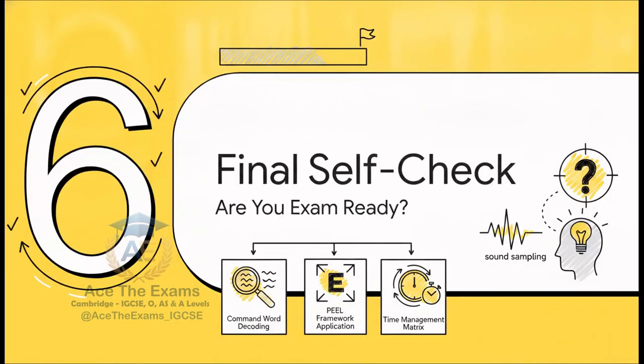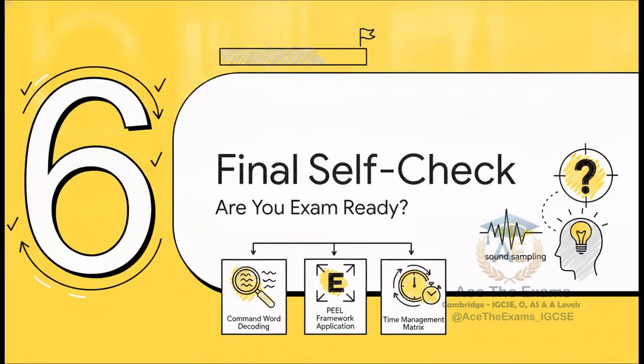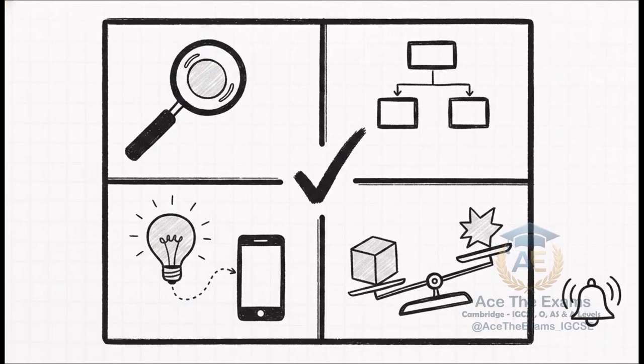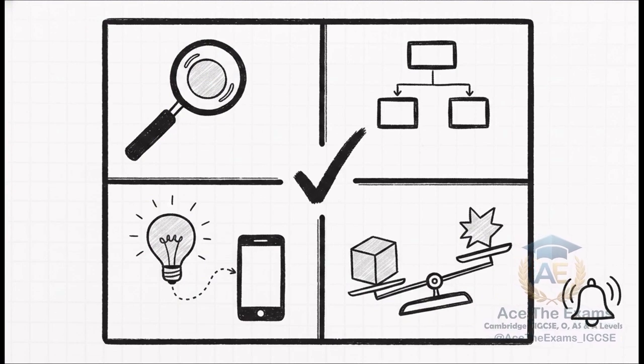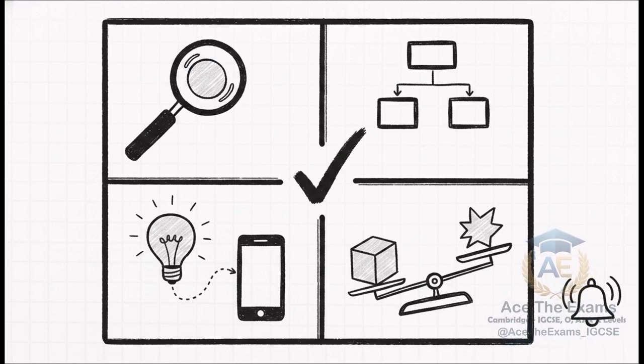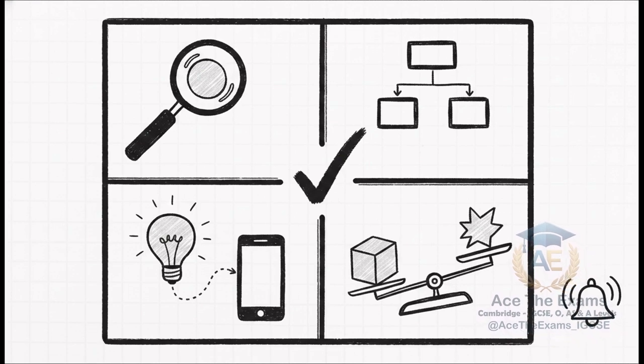Finally, let's bring it all together in Section 6, the final self-check. Are you actually exam ready? We have covered the complete computer science answering system today. Your progress bar is officially reaching 100%. Remember the 3 golden rules that guarantee top marks? Command word decoding, Peel framework application, and your time management matrix.